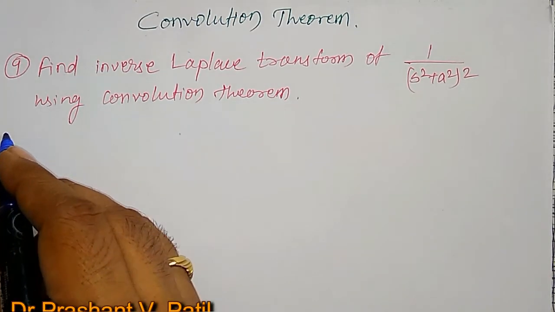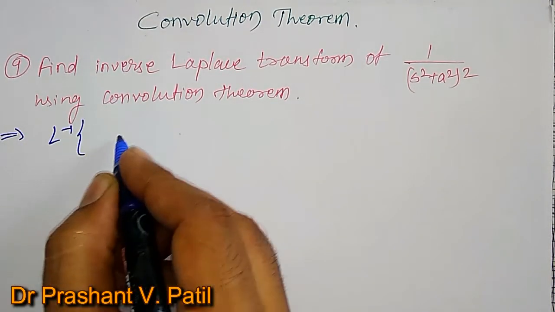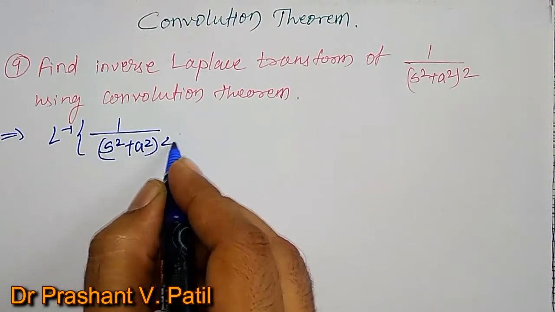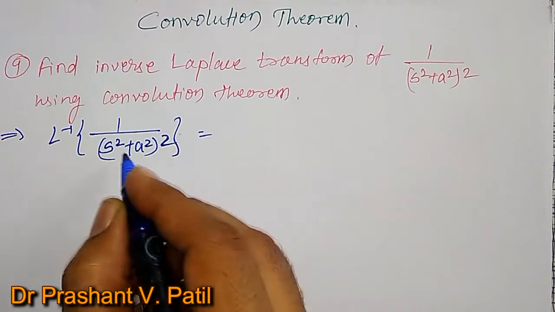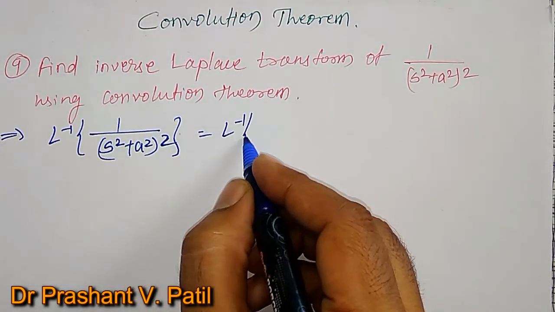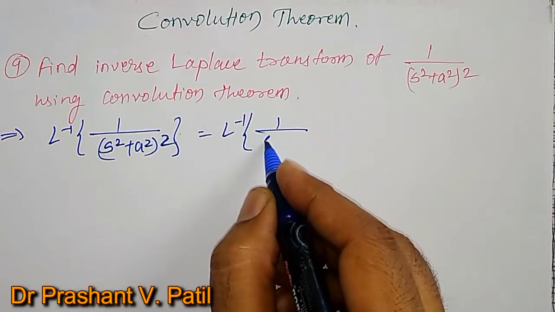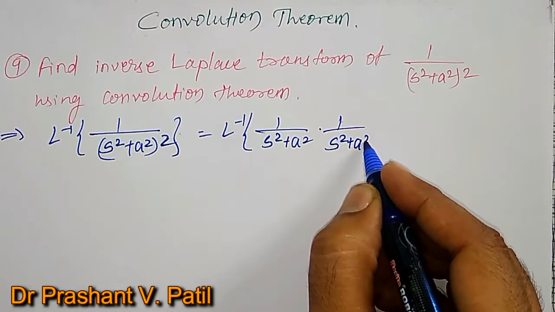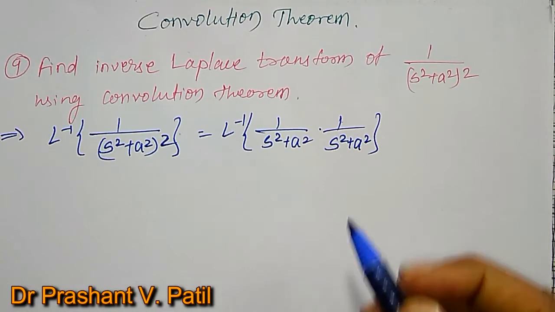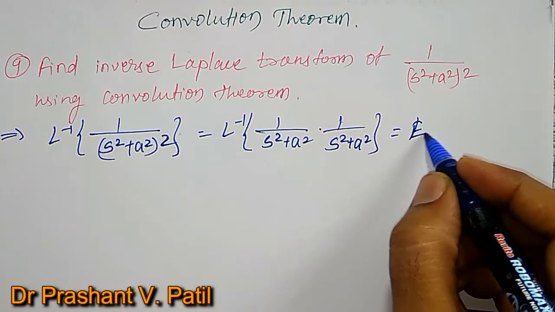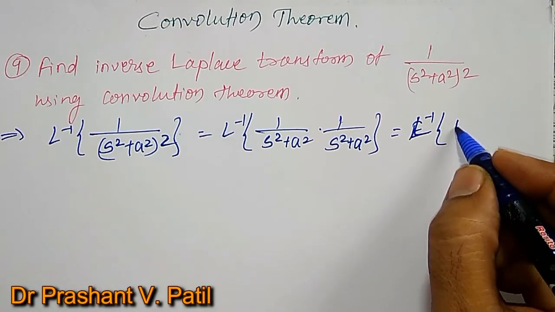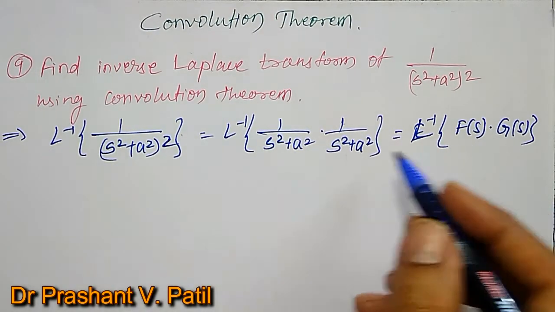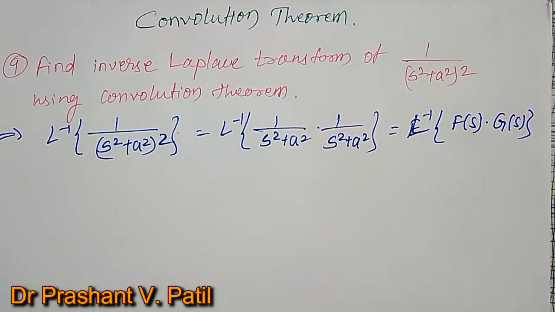Here, the inverse Laplace transform of 1 divided by (s square plus a square) the whole square is there. This one I can write as the inverse Laplace transform of 1 divided by s square plus a square, into 1 divided by s square plus a square. Two terms I can split, so that it becomes the inverse Laplace transform of capital F of s into capital G of s. Therefore, both F of s and G of s are the same here.